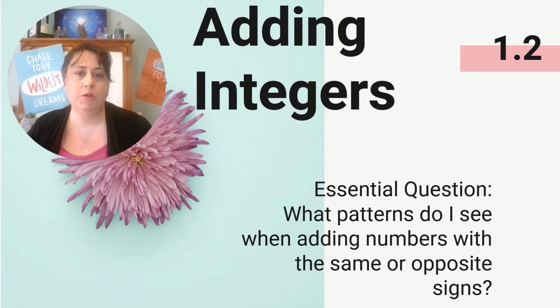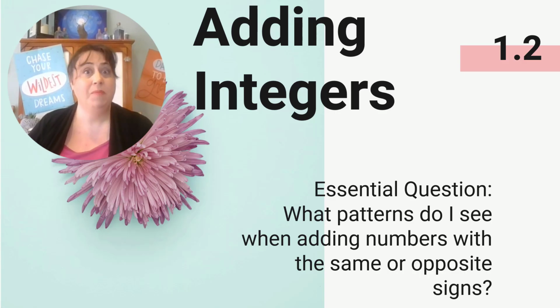We're going to continue with adding integers, and we're looking at another strategy, going to be using counters along with number lines. Our essential question is, what patterns do I see when adding numbers with the same or opposite signs? We're looking for patterns so that we're not relying on strategies that take a lot of time and we can start using our rules. But for now, we're going to go ahead and get started.